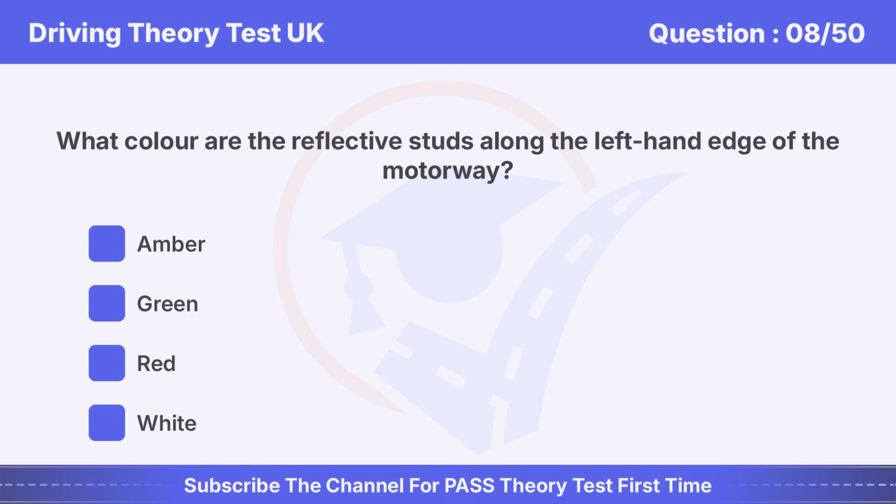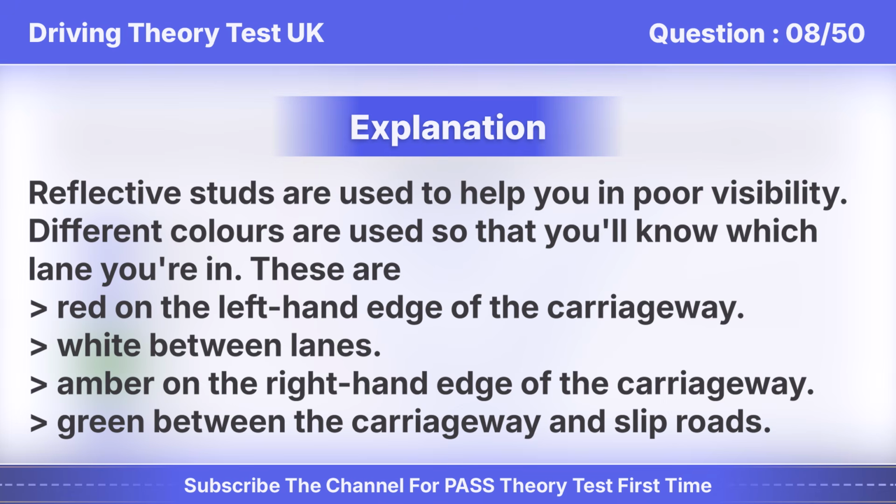Question 8. What color are the reflective studs along the left-hand edge of the motorway? Answer is C, red. Reflective studs are used to help you in poor visibility. Different colors are used so that you'll know which lane you're in. These are red on the left-hand edge of the carriageway, white between lanes, amber on the right-hand edge of the carriageway, green between the carriageway and slip roads.